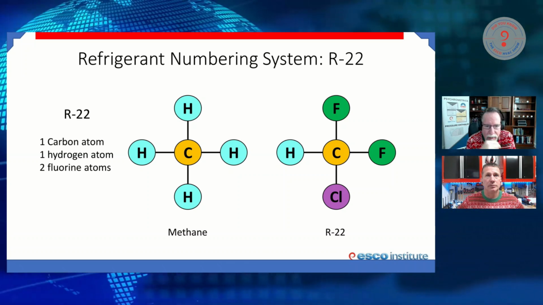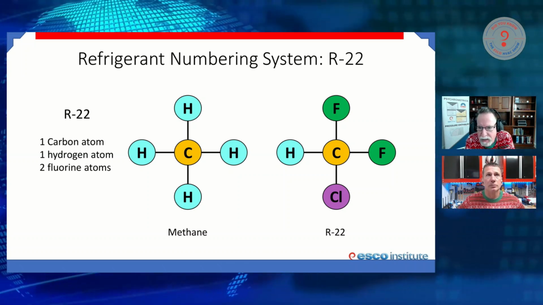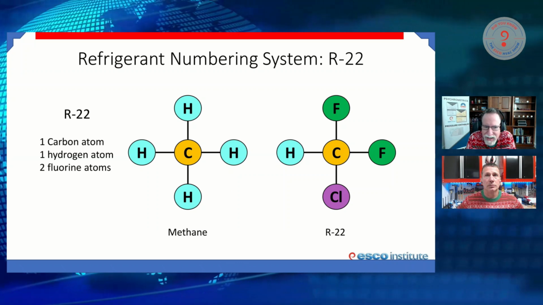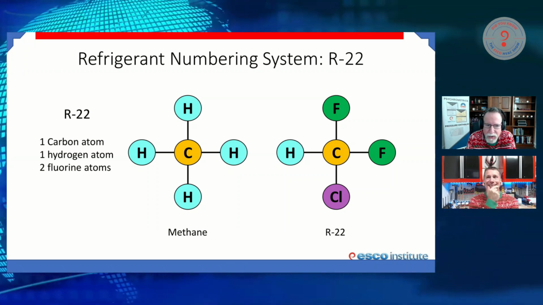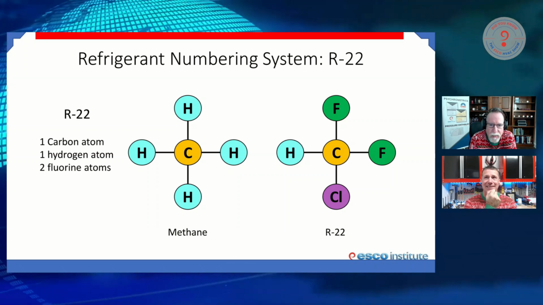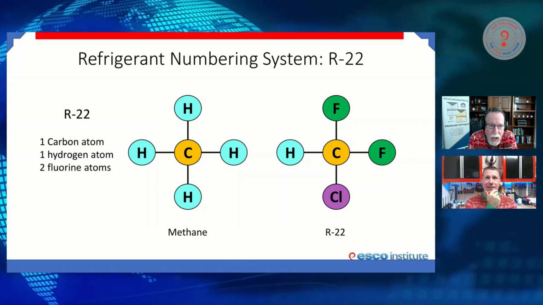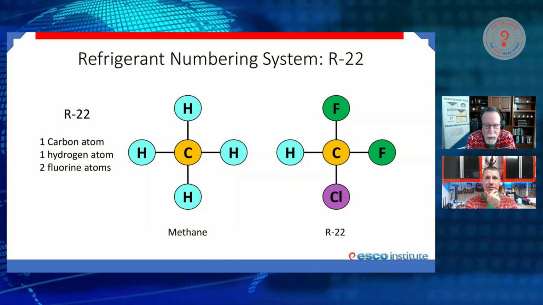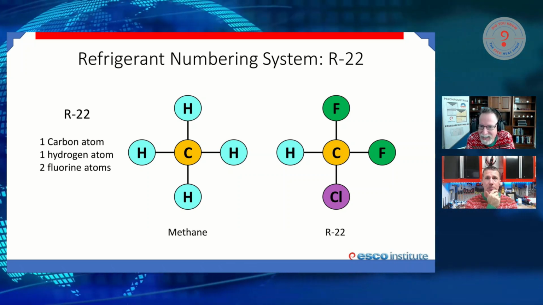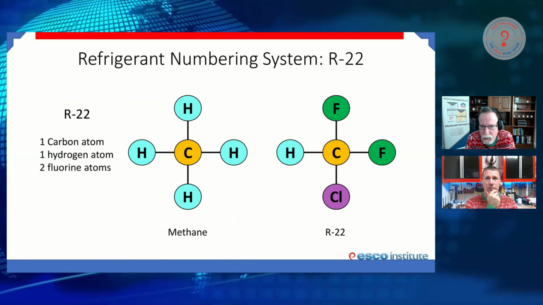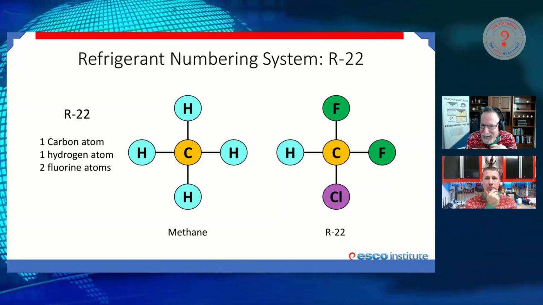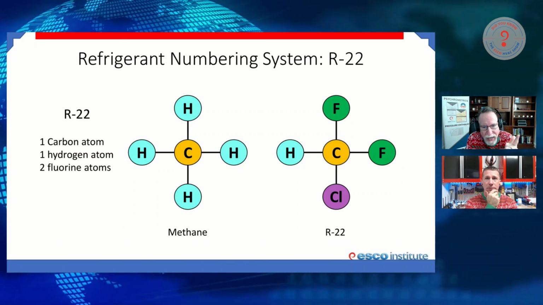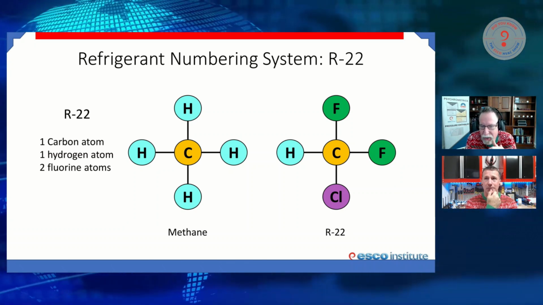So the 1 carbon atom, if we look back at the earlier slides, that's a methane-based molecule. R22 started life as methane, which is 1 carbon atom and 4 hydrogen atoms. We plucked one of those hydrogen atoms off, and then we plucked another hydrogen atom off, and we replaced those 2 with fluorine. We leave 1 hydrogen alone. There's only 1 hydrogen atom and 2 fluorine atoms, so we have 1 open space, and that open space gets filled with chlorine.